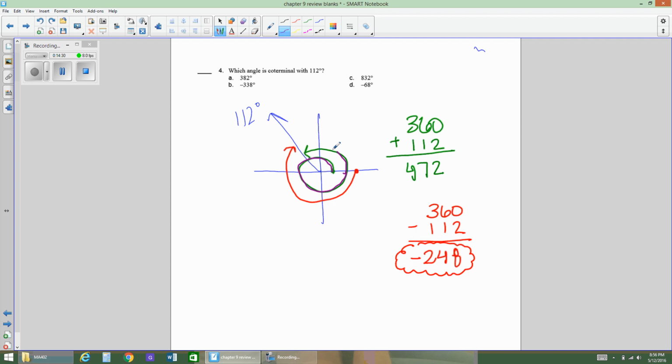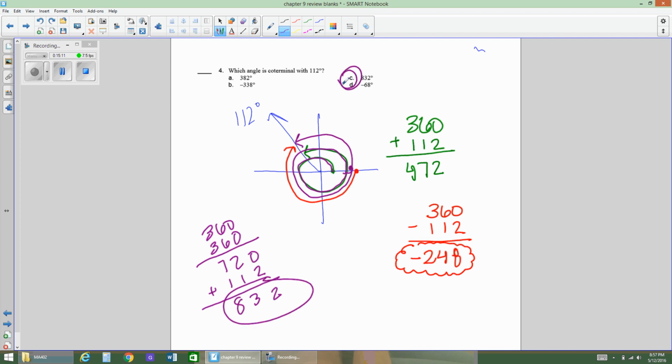and we go around again, there I am one more time. I went twice around. So twice of 360, 720. How much more would I have to go from right here to my ray? Another 112, right? That's a 2, that's a 3, that's a 8. Guess what? It is letter choice C, 832.